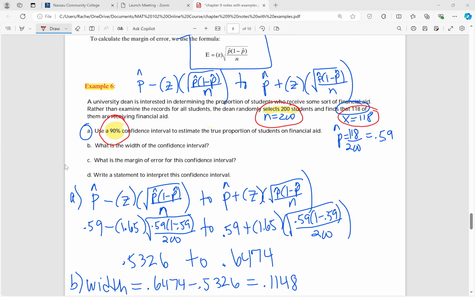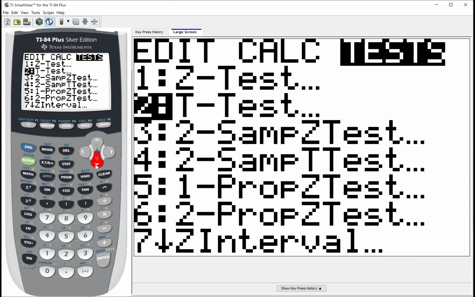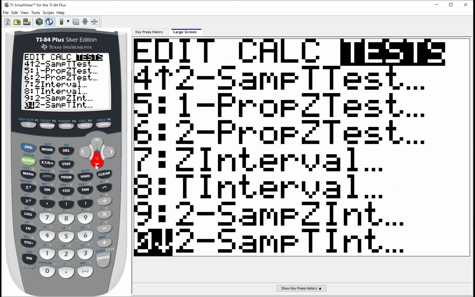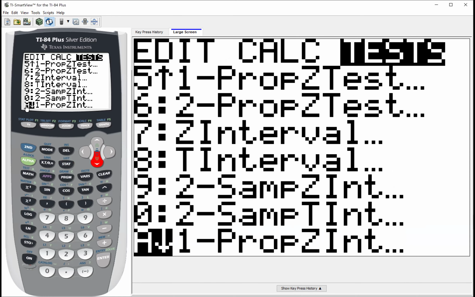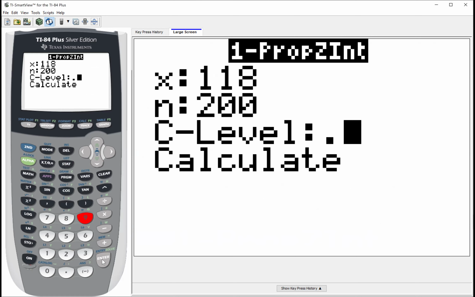So we're going to press stat, arrow over twice to tests, and you're going to go down to 1 proportion Z interval, which is option A. You got to keep scrolling. So here's option A, 1 proportion Z interval. X is how many students get financial aid, right? How many observations have that characteristic that we're looking for? How many students did we sample? 200. And my confidence level in this case was 90% or 0.90.